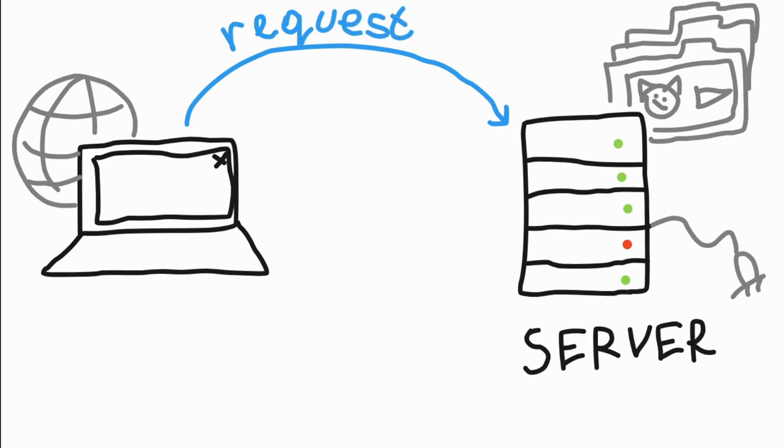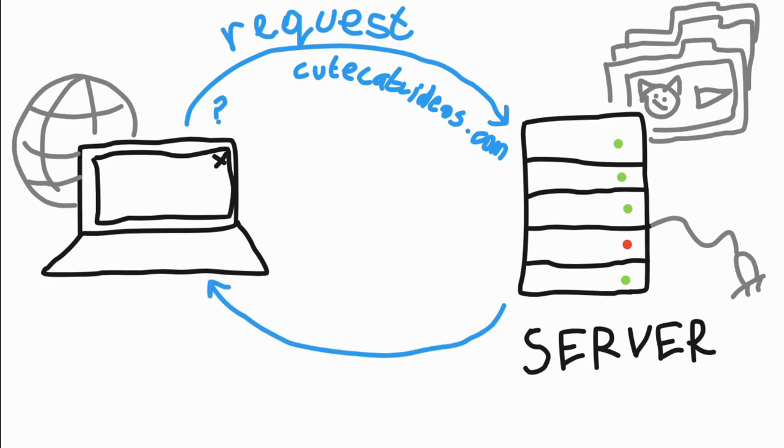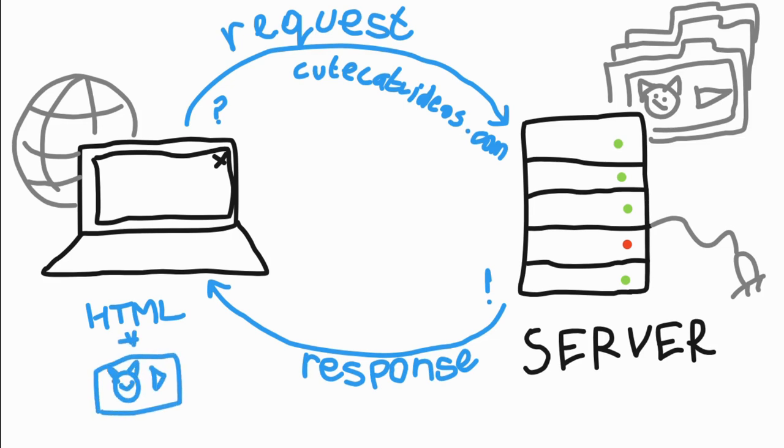So you, that is your client, send a request to the server and say, "Hey, give me the website of cutecatvideos.com." And the server sends you a response. The response in this example would be the HTML of the website and the files that you want to view. Fun fact, the response comes in HTTP. That's also the text that you see in the URL bar when you type in the website address. It stands for Hypertext Transfer Protocol, and it is the agreed upon format to share this kind of information between clients and servers.